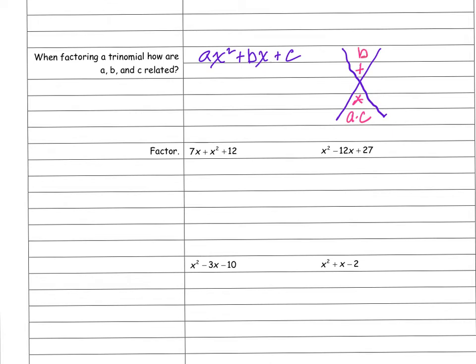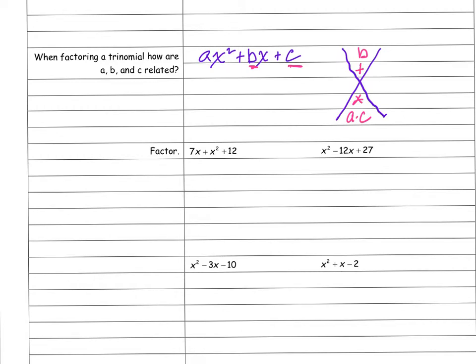I need two numbers that multiply to be a times c. And when a is 1, it's just multiply to be whatever c is, and add to be whatever b is. So I need two numbers basically that multiply to be this number and add to be this number. That's when a equals 1, sorry. When a is something else, we have to do a few other things to it, and we can talk about that if it comes up. So we're going to go ahead and try this.